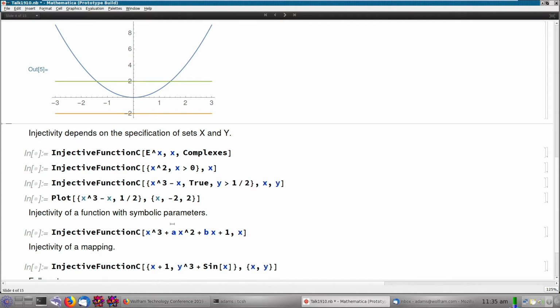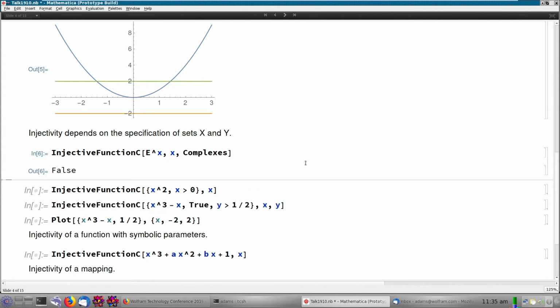Now the injectivity depends on the specification of X and Y. We usually say that the function is injective, but actually we have to say what X and Y are to know. So here we specify the set X as the complexes, and now the exponential is not injective anymore. By default, if we don't specify the domain, it's the reals.